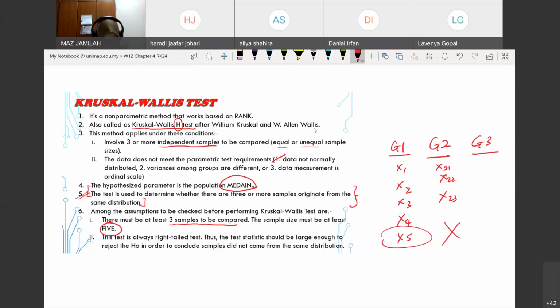And last but not least, the test is always a right tail test. Thus, the test statistic should be large enough to reject the null hypothesis. Why? In this Kruskal-Wallis test, our critical value is given by chi-square with the parameter alpha and k minus 1. What is k? It's your population value. If you have 3, then your k is 3.